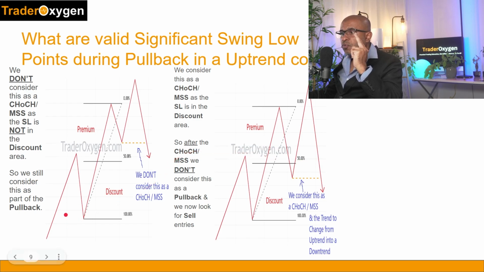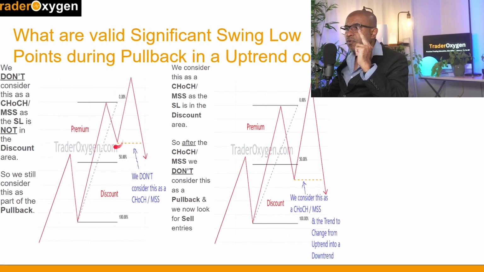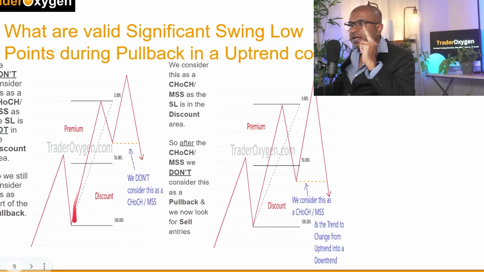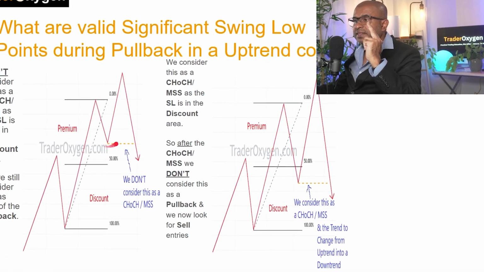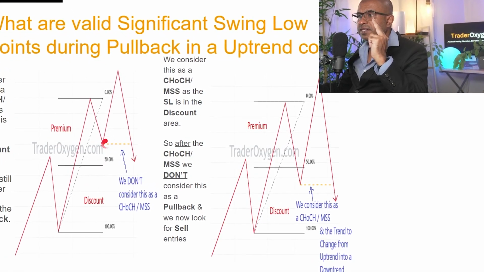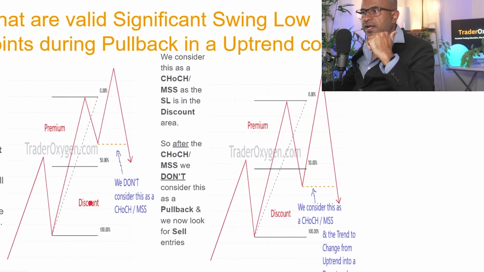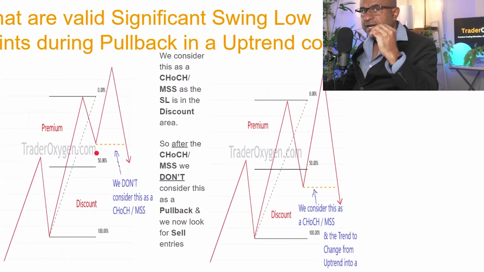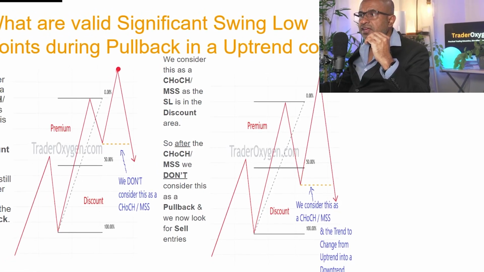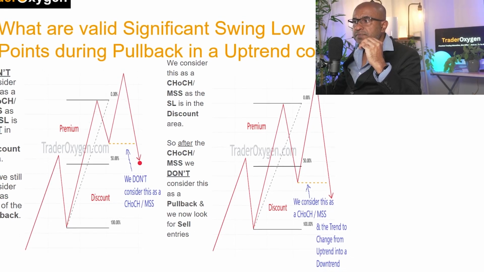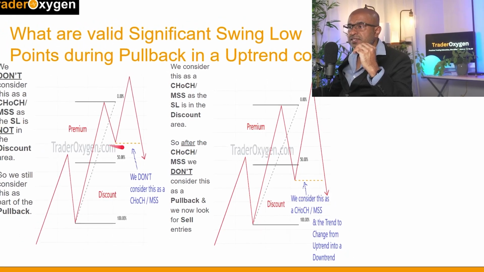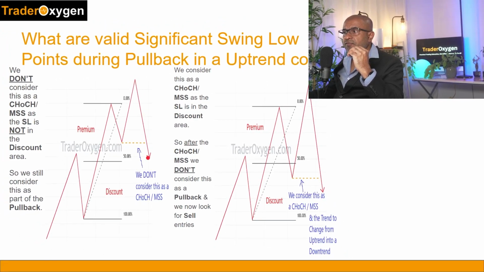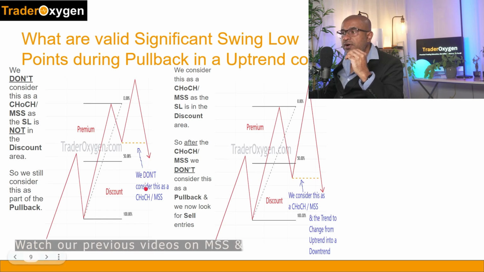Okay, so now the price is in an uptrend on this left hand side, and it has formed a, let's say, higher high and a higher low, but this higher low is not in the discount area. So what I'm telling is, now let's say the price comes down and breaks this swing low, when this happens, we don't consider it to be a change of character or market structure shift.